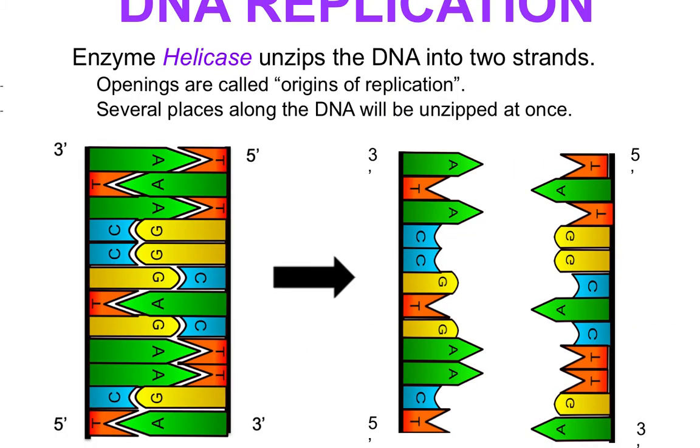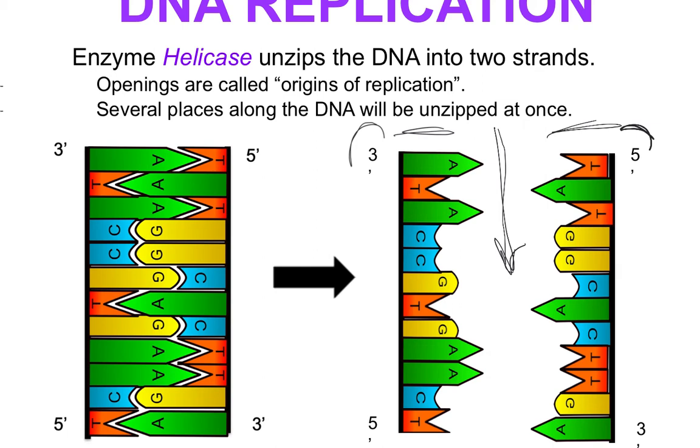This enzyme called helicase will run down the strand of DNA, unzipping it, and that DNA will come apart into two separate strands. The openings are called the origins of replication, and remember, they're going to be anti-parallel. If we're starting in this direction, one origin is going to be in the 3' direction and the other one's going to be in the 5' direction.